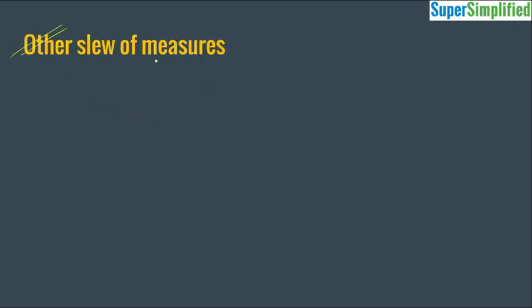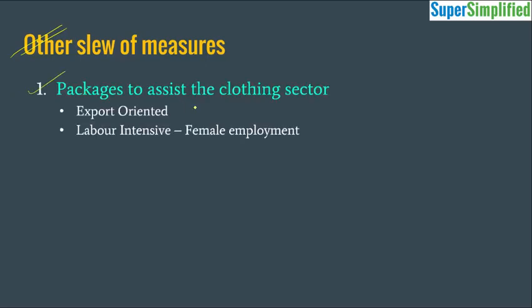And there were a lot of other measures which were taken recently. Let's talk about them. These are less talked about points. Point number one, packages to assist the clothing sector. So there were a lot of sops which were given recently to the clothing sector. Why are we focusing there? Because it is an export oriented sector and it is very labor intensive, and female employment gets a boost once we invest more in the clothing sector. So the government of India is now taking care of this very diligently.